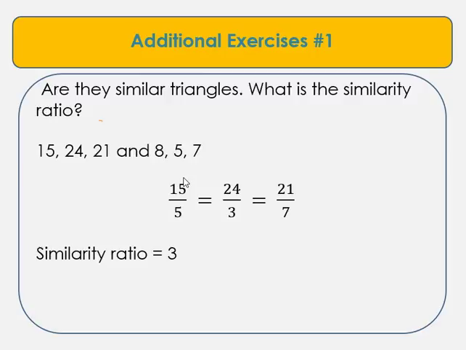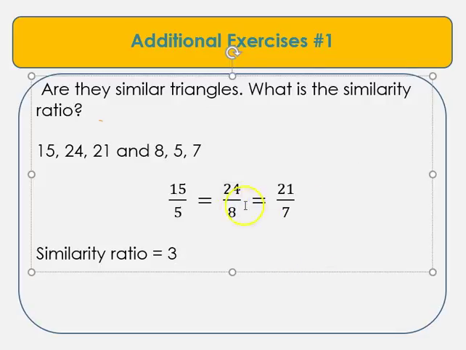So let's take a look at a couple of additional exercises. Are these similar triangles, and what is the ratio? So we have numbers. The numbers aren't always set up perfectly, so sometimes you have to sort them out. I listed these 3 larger numbers on the top, 15, 24, and 21, and then I took a look at the smaller numbers to see if there was something similar, and actually there is, except that I wrote one of the wrong angles here.